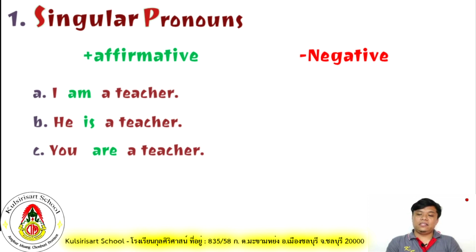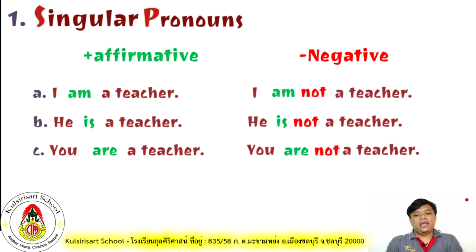But for negative, you will say, I am not a teacher. It should be followed with the word not. He is not a teacher, and you are not a teacher. That is negative because we can see the word not. It's easy to identify which is affirmative and which is negative.